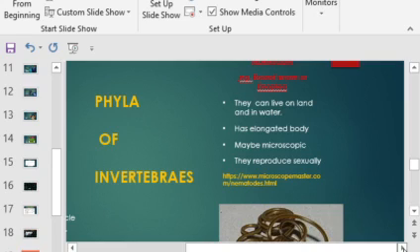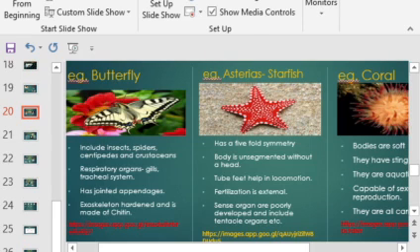So we have some beautiful pictures here of other phyla of invertebrates. So we pick up with the arthropoda group. We have a butterfly there, one example of a butterfly. So generally, this group includes insects, spiders, centipedes, and crustaceans such as crab.